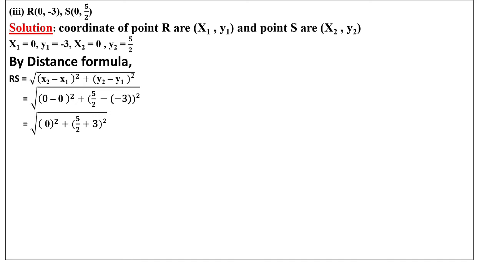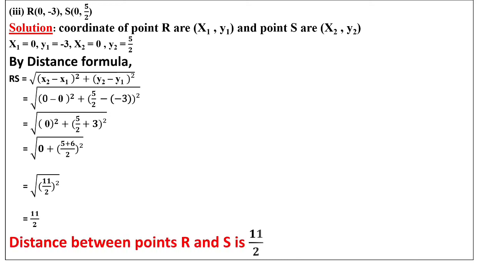So we will convert the mixed fraction into an improper fraction. 2 threes are 6, so 5 plus 6 upon 2. So your denominator is given as 2, so I multiply by 3. 2 threes are 6. So 5 plus 6 upon 2 whole square. Here 0 square is 0, so no value. 5 plus 6 is 11 upon 2 whole square. Now the square root and the square will cancel. So here we get 11 upon 2. So our answer is: the distance between the points R and S is 11 upon 2.